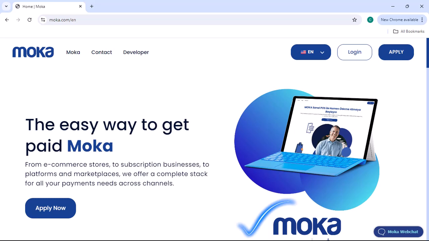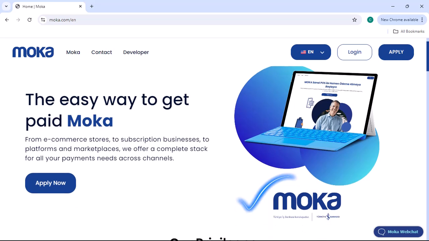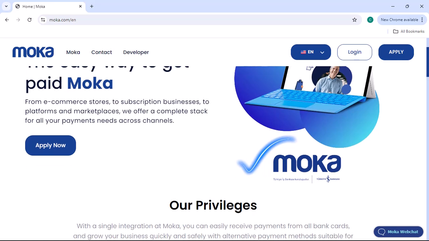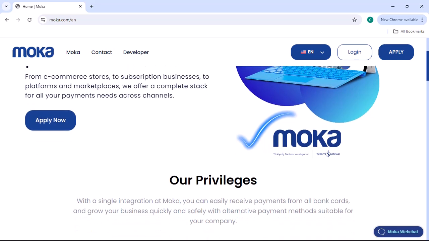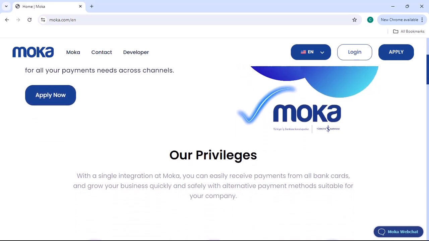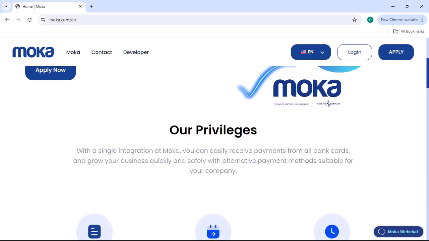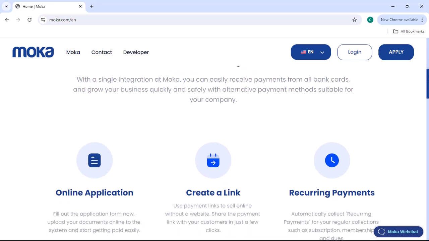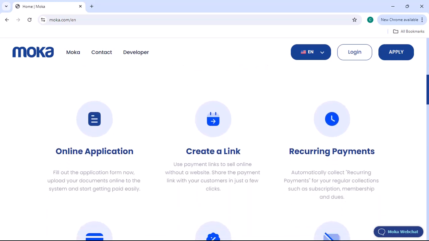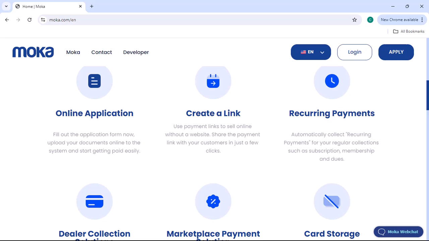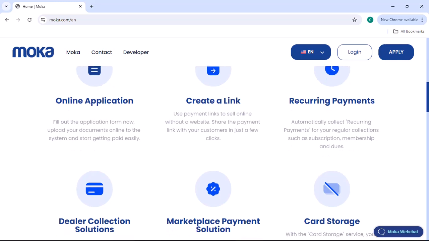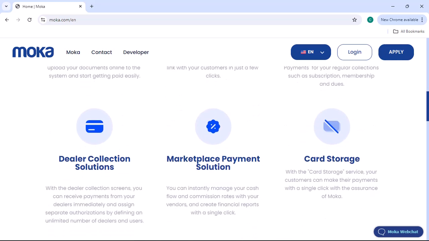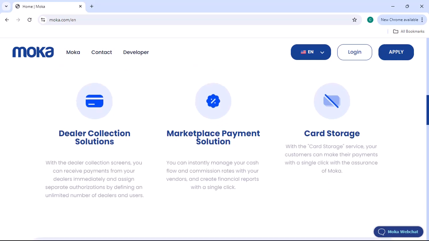Ever wondered how your loose change magically turns into investments? Or how those small purchases you barely notice can actually build up over time? It's a question that's probably crossed the mind of anyone trying to save a little extra without drastically changing their spending habits. And the answer, for many, lies in the world of micro-investing apps, with one name popping up quite frequently, Moka. But how does Moka actually work?